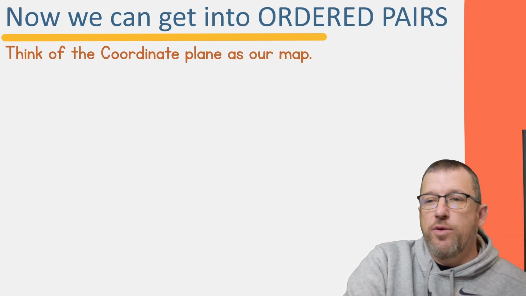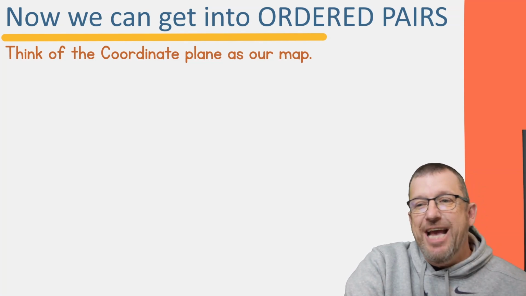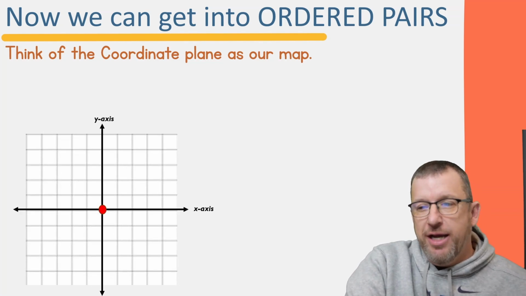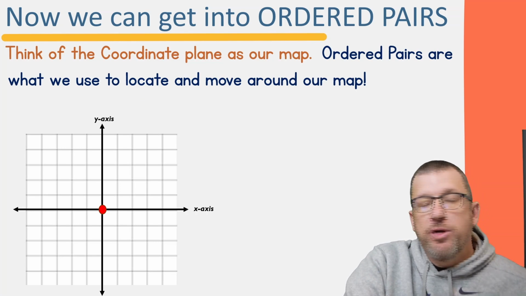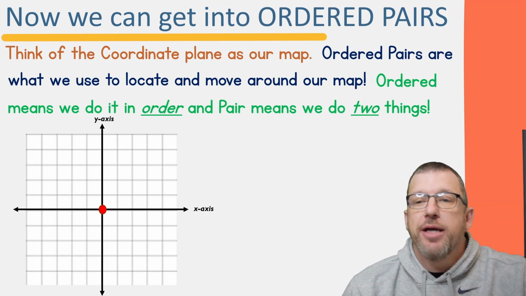All right, so now let's get into the ordered pairs. So now I want you, again, think about this coordinate plane as a map. That's super important, all right? So here's our coordinate plane. We've got our x-axis. We've got our y-axis. We've got our origin. Ordered pairs are what we use to locate and move around this fancy map, okay?